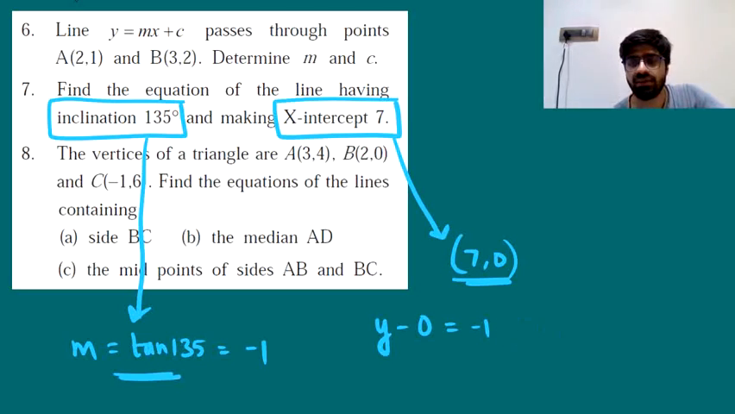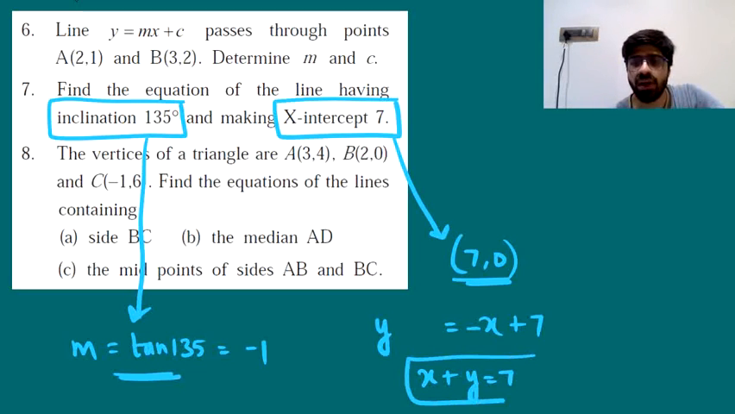Expand the right hand side, that will be minus x plus 7. You can take that minus x on the left, y minus 0 was already y. So when that x goes on the left, x plus y equal to 7 will be the required equation of your line in question number 7.